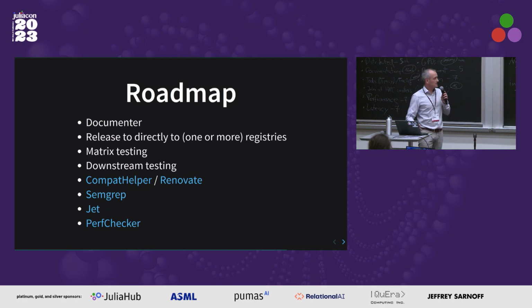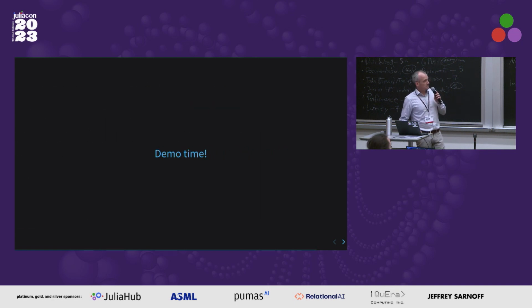Matrix testing, downstream testing. CompatHelper isn't in there. I actually would prefer to use Renovate, but that means I first need to implement Julia compatibility for Renovate. There's some cool stuff going on with Semgrep and JET that I would like to put in, and there's a performance checker that I came across this week. I wanted to do a demo, but I don't have any time. So with that, if you want to see it later, just come up and I'm happy to show you.